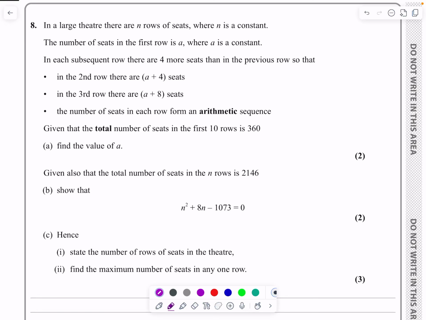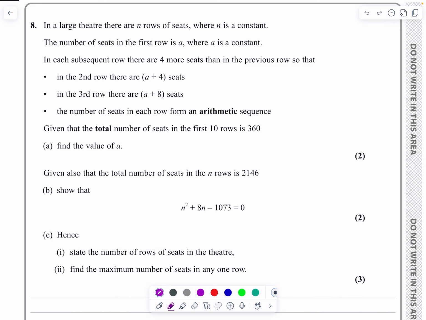Okay, this is the P2 paper from October 2023. It's question number 8, and if we look at it, we can see this is an arithmetic sequences question, but it's quite a bit of information, so maybe just pause the video and read through all the information there. Okay, so what have we got?